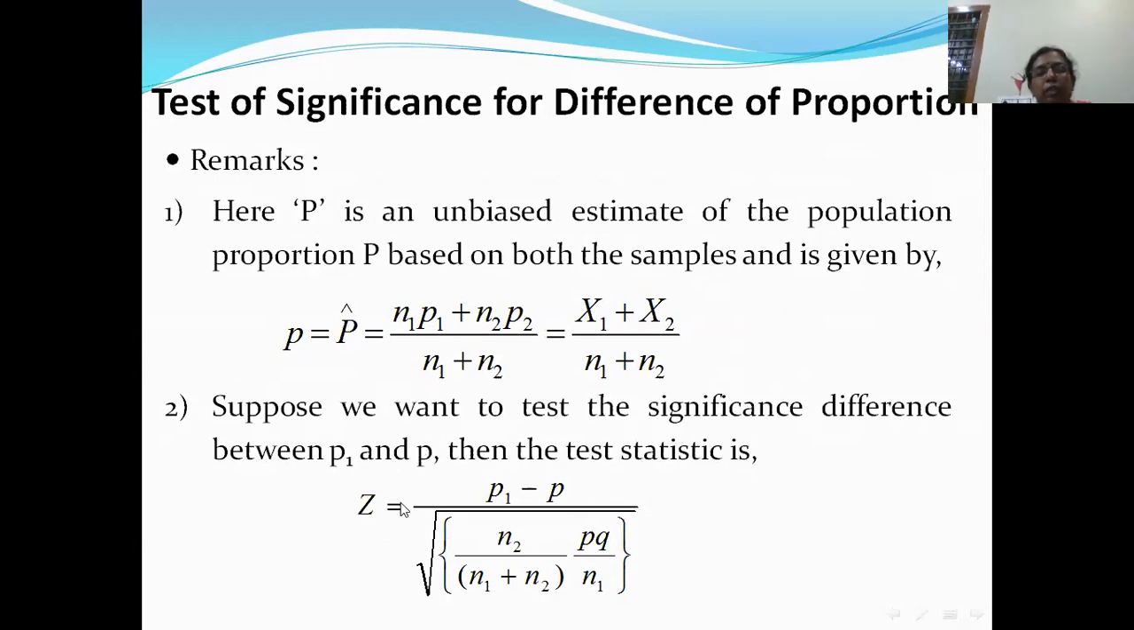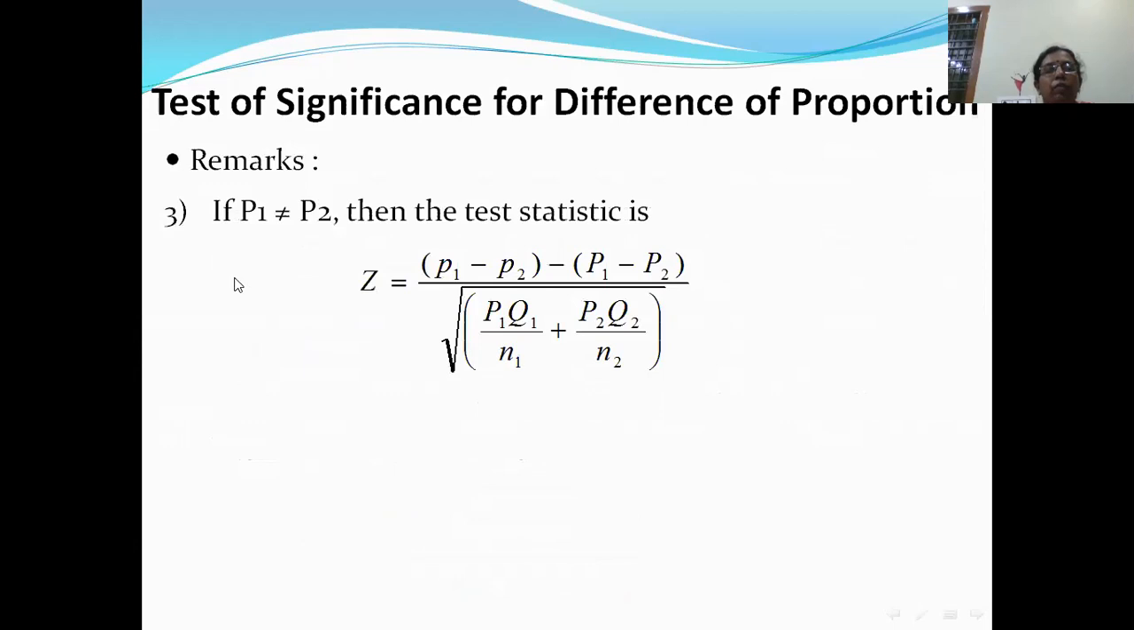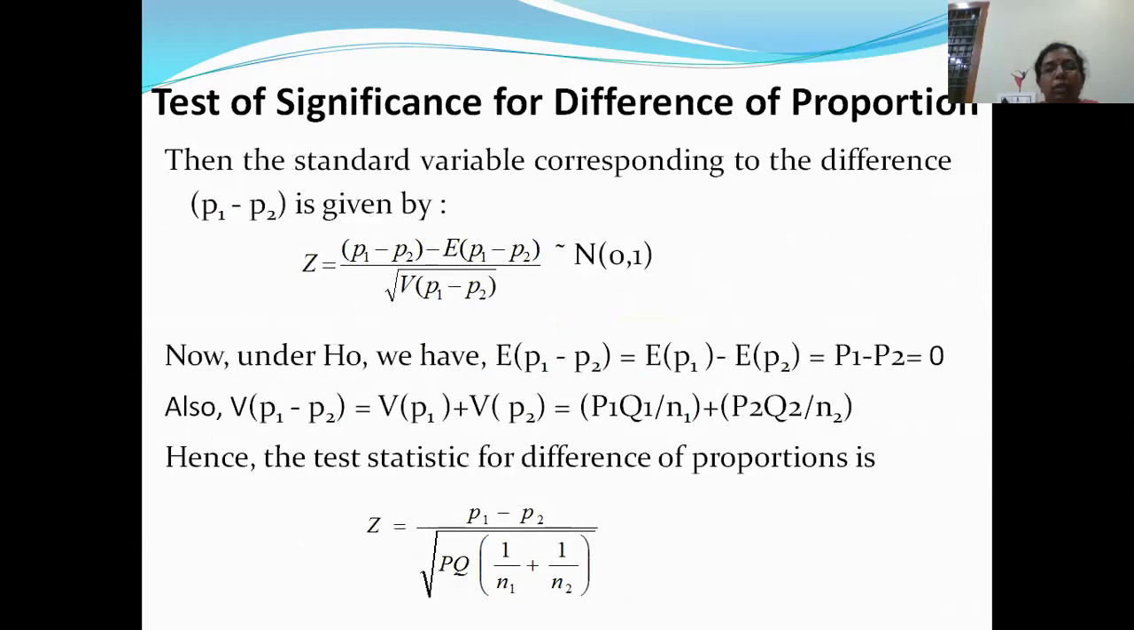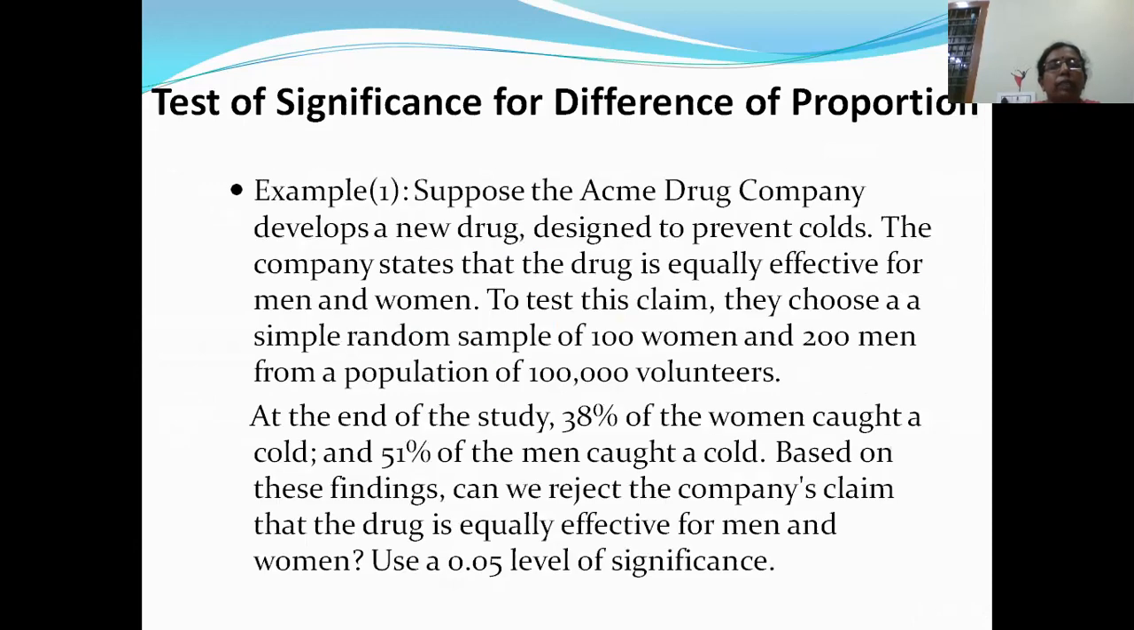Then the test statistic is Z equal to (P1 minus P) by root of (N2 by (N1 plus N2)) into PQ by N1. Now if P1 is not equal to P2, then the test statistic is Z equal to ((P1 minus P2) minus (capital P1 minus capital P2)) by root of (P1 Q1 by N1 plus P2 Q2 by N2). So here also you'll have three different test statistics. Depending on the values given in the problem, you have to select the formula. We'll see one problem based on difference of proportions.